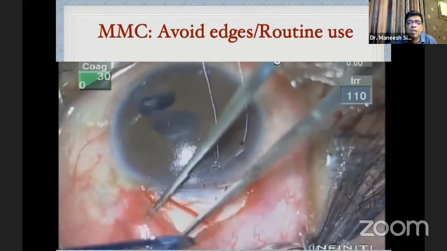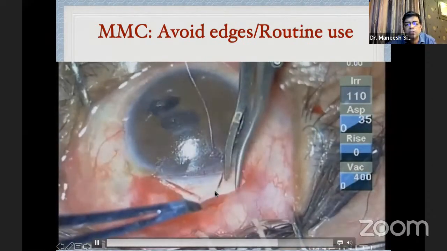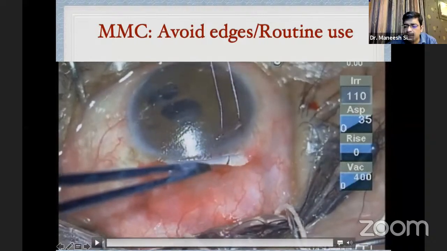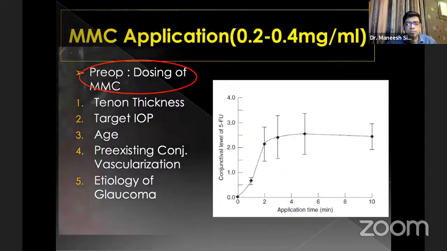I use mitomycin routinely in all my patients. Whenever you're using mitomycin, try to avoid the edges of the conjunctiva because that will lead to increased leakage. Dosing of mitomycin is something you can plan pre-op, whenever you're planning your surgery. Suppose I'm dealing with a case of neovascular glaucoma, I'll use a high dose of mitomycin. If I'm doing a trab in primary open angle glaucoma, I'll use a lower concentration of mitomycin. So depending on the etiology, the conjunctival condition, the age of the patient, and tenon thickness, you can determine pre-op what dose of mitomycin you want to use. Generally 0.2 to 0.4 for 1 to 3 minutes is what has been practiced.